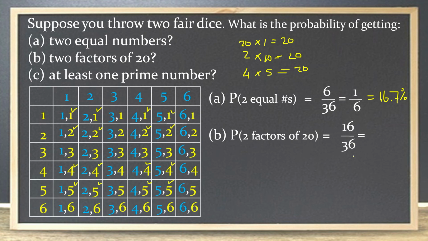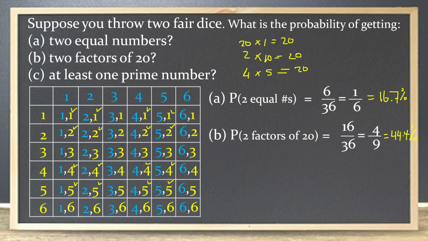16 divided by 36 is just 4/9, because 4 into 16 is 4 times, 4 into 36 is 9 times. So 4 divided by 9 is the same as 44.4%. Okay, so we have 44.4% chance of obtaining two factors of 20 when two dice are thrown.